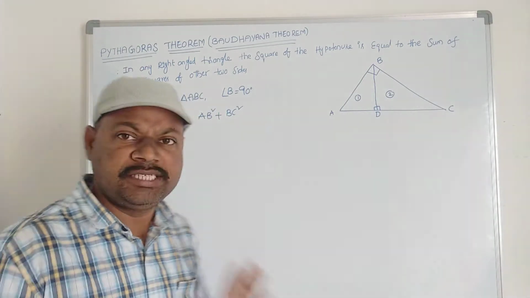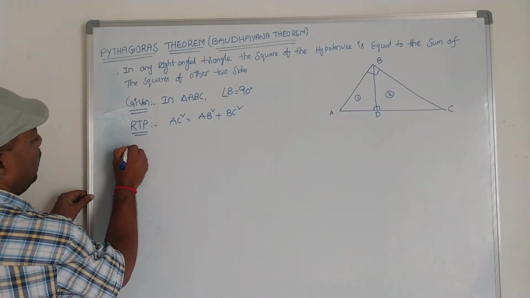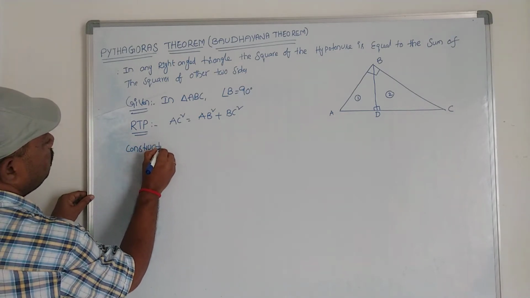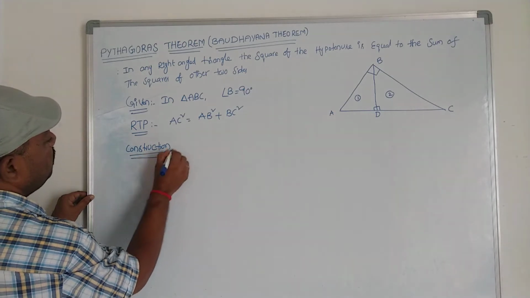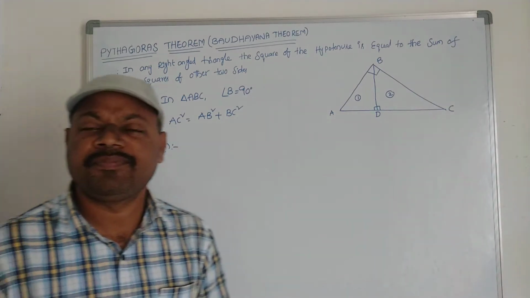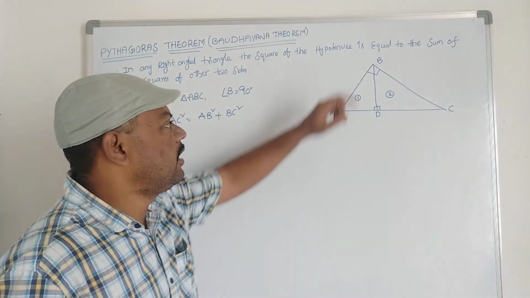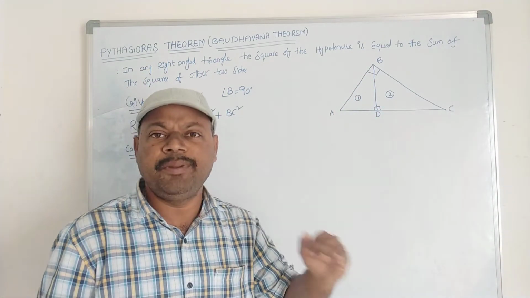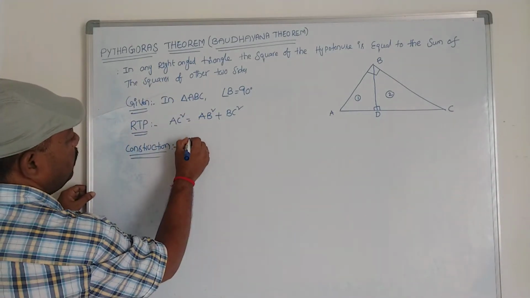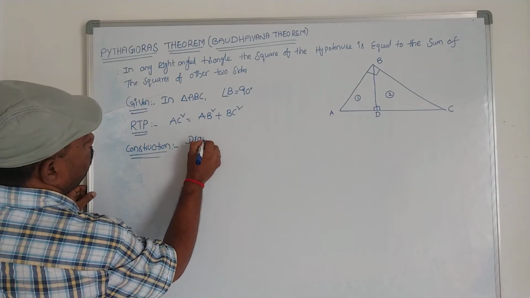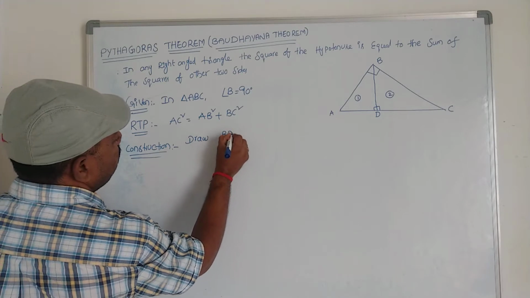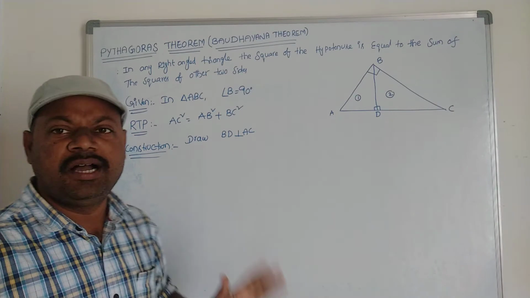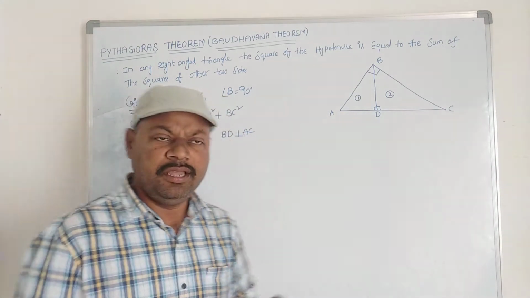Next, a small construction work here. What is the construction? Draw BD perpendicular to AC. That is the construction work. Next here, proof.